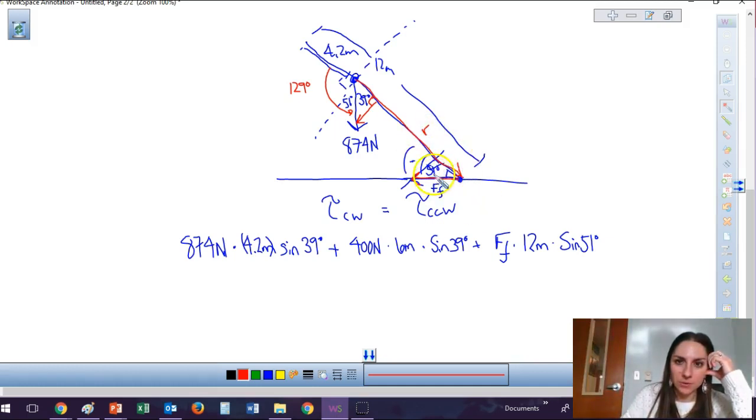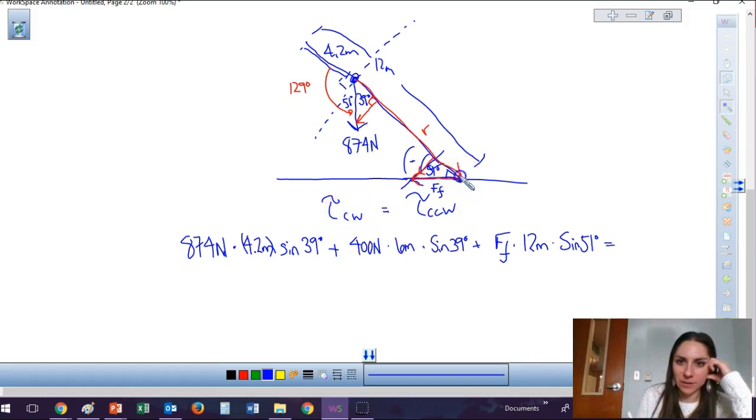So the angle between R and F, what I did here, the 51 degrees, does accurately model the perpendicular component that we need for this. So that works. So 51 degrees. Perfect. Okay, that's all the clockwise torques.